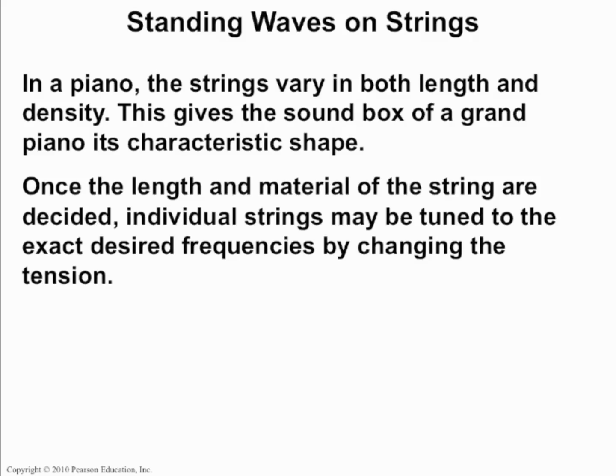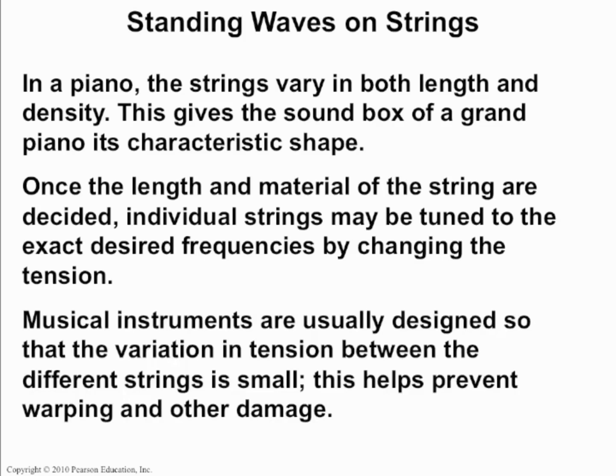Once the length and material of the string are decided, individual strings may be tuned to the exact desired frequencies by changing the tension. All right, it's pretty hard to change the density of a string or the length, but you can easily change the tension because those means of adjusting tension are built into the musical instrument. Musical instruments are usually designed so that the variation in tension between the different strings is small. This helps prevent warping and other damage, which means that you don't need extreme amounts of tension to produce sound. Just moderate amounts. If they required extreme amounts, then the frame of the instrument probably wouldn't be able to withstand it.